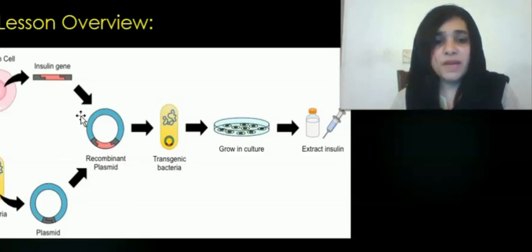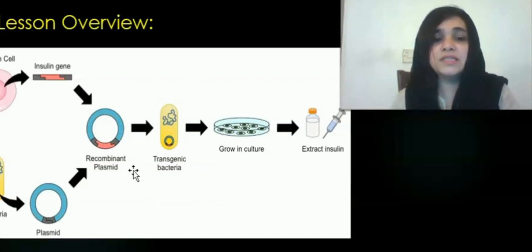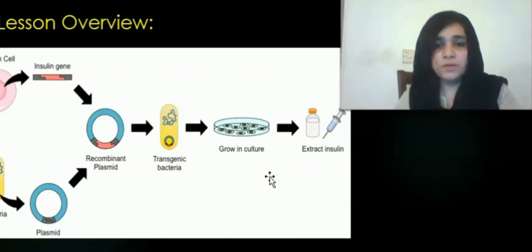Once the recombinant plasmid is formed, we insert it into a bacterium. In this case, we use the E. coli, Escherichia coli bacterium. As a result, the bacterium is known as a transgenic bacterium because it contains the recombinant plasmid. Transgenic bacteria grow in culture for the large-scale production of insulin, and the insulin is extracted and purified and used for commercial purposes. So this is the lesson overview.